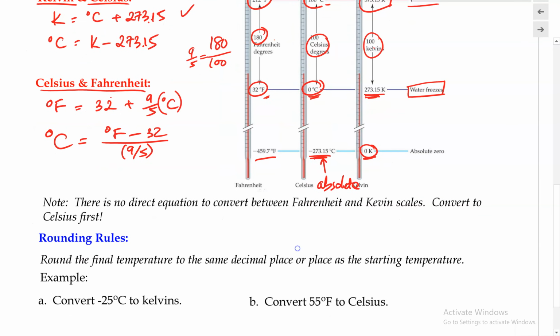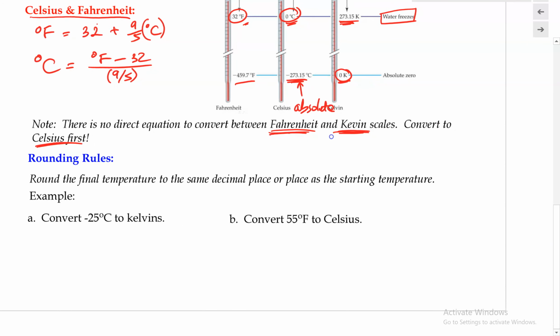Now notice the following. There's no direct equation to convert between the Fahrenheit scale and the Kelvin scale, but they all go through the Celsius scale first. So if we need to convert between Fahrenheit and Kelvin, we have to convert that to Celsius first. So first convert Fahrenheit into Celsius using the equation from above, and then use the other equation to get from Celsius into Kelvin.